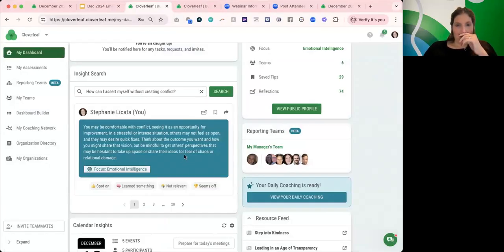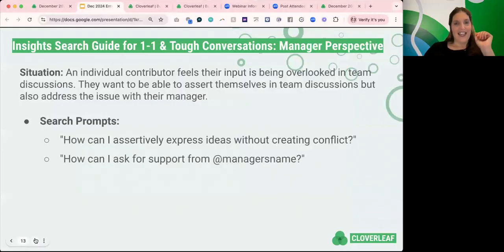And so this is telling me, think about the outcome you want and how you might want to share that vision, but be mindful to get others' perspectives, right? So maybe I want to ask a question. Maybe I want to be more collaborative, right? So maybe I want to share something, but then pitch out. Maybe I want to say, hey, I was thinking XYZ. What do you think, Peggy? Right? So maybe I want to be more collaborative and not just make a statement, right? So that's a way I could maybe enter into a meeting, and say something like that, right? I just get an idea, right?